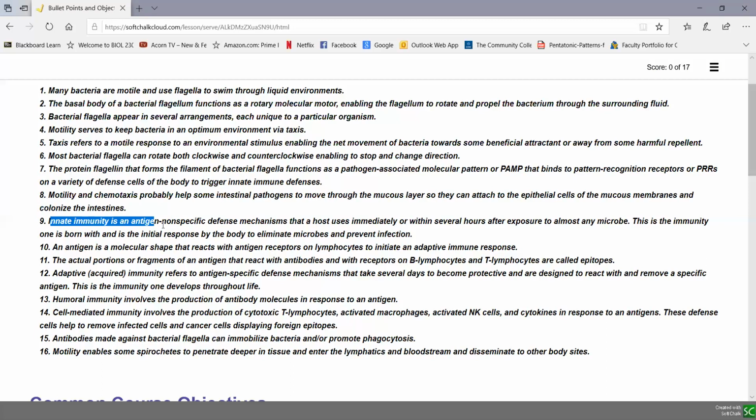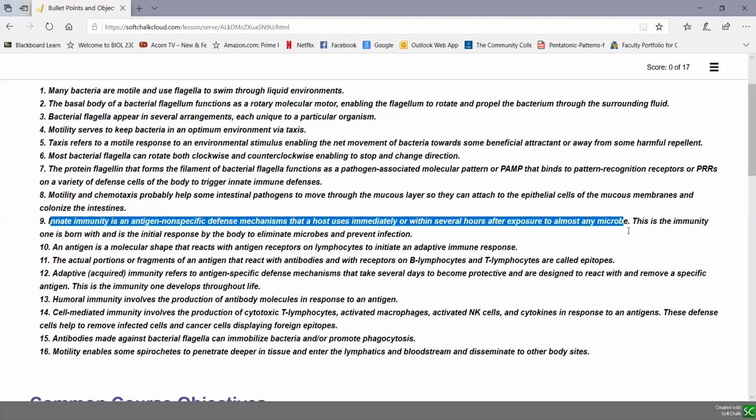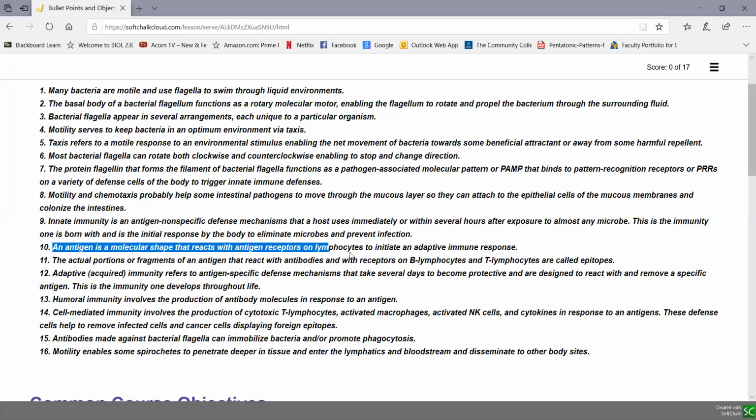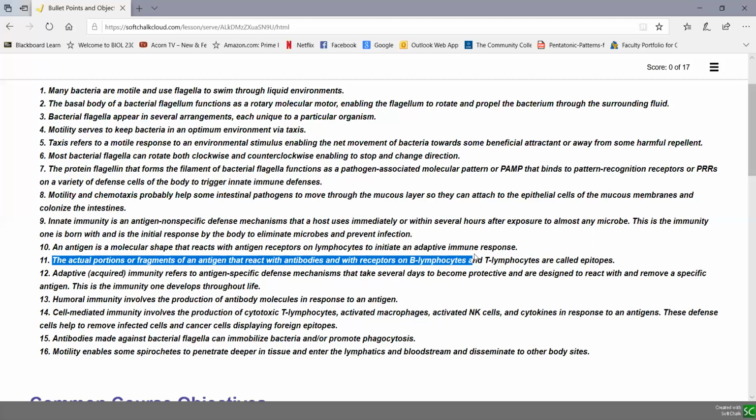Innate immunity is an antigen non-specific defense mechanism that the host uses immediately or within several hours after exposure to a microbe. This is the immunity one is born with and our body's initial response to eliminate microbes and prevent infection. An antigen is a molecular shape that reacts with antigen receptors on lymphocytes to initiate adaptive immune responses. The actual portion or fragment of an antigen that reacts with antibodies and with the receptors on B lymphocytes and T lymphocytes are called epitopes.